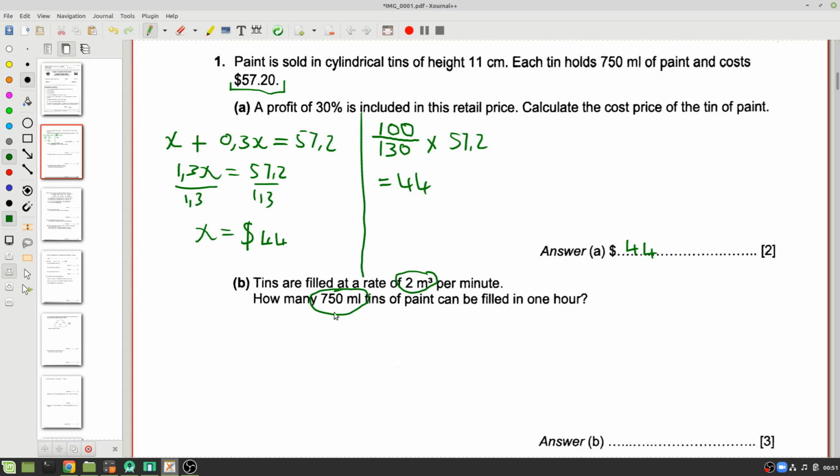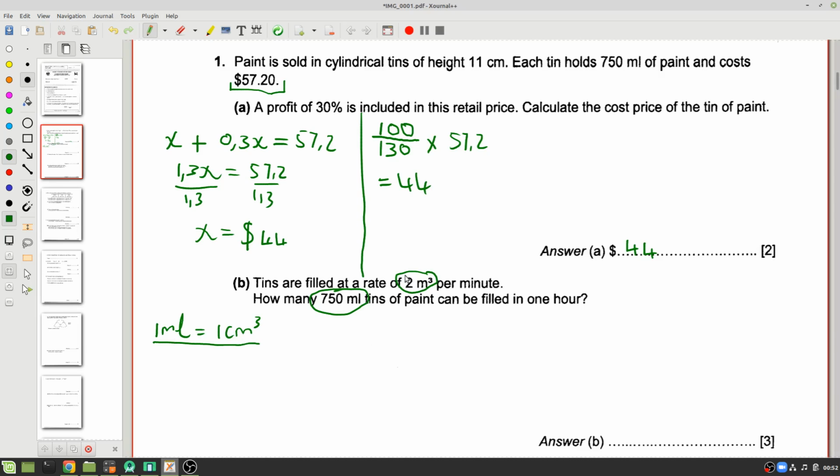So we need to convert one of these into the other. So what I'm going to do is I think I'm going to convert the cubic meters into milliliters and work from there. One of the things we should probably know is that 1 milliliter is equal to 1 cubic centimeter. So that's a nice conversion to know.